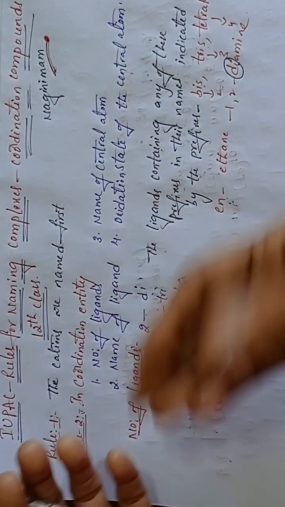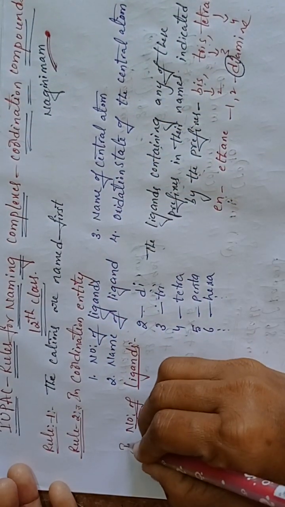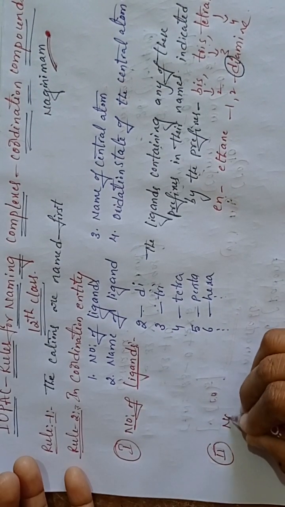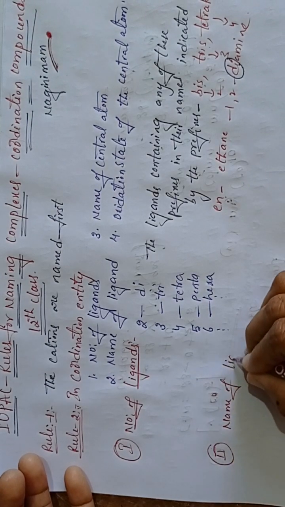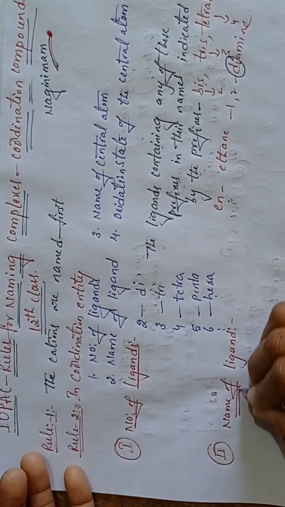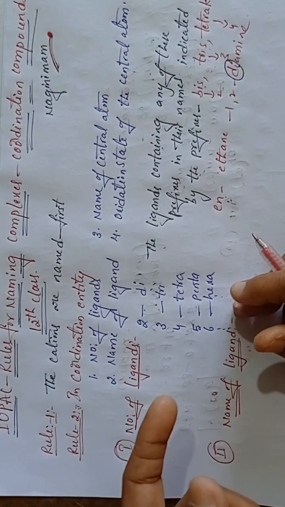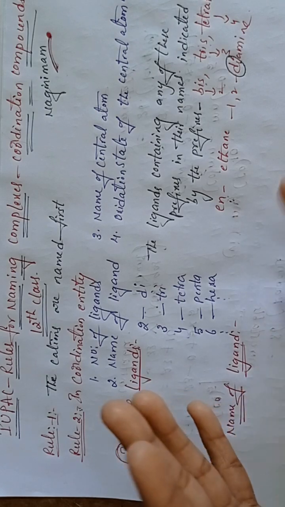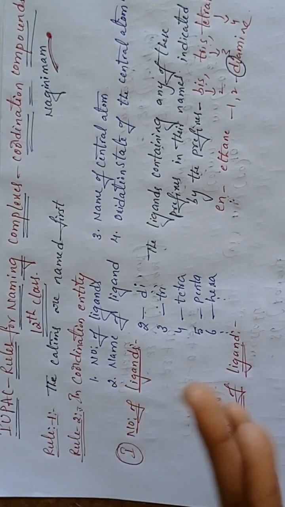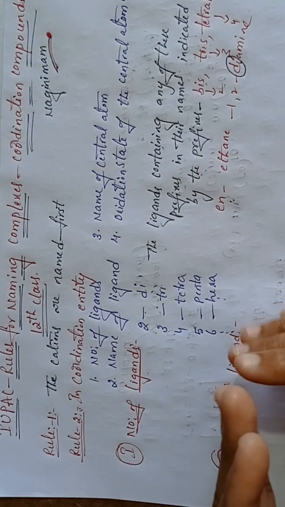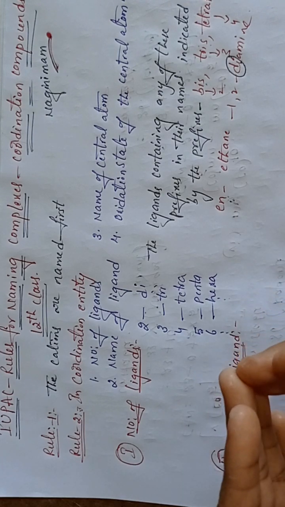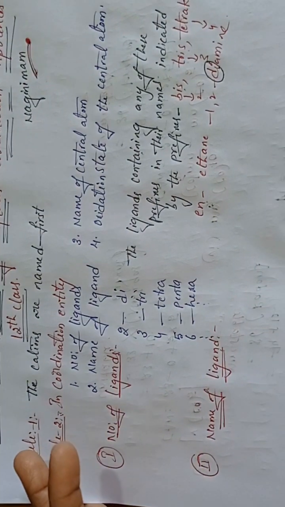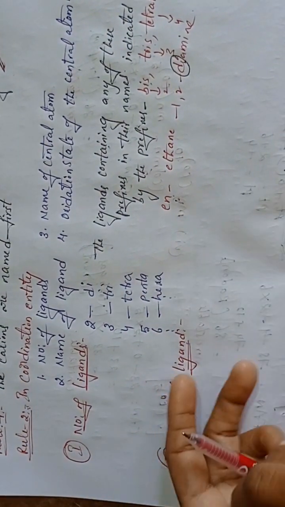Till here, number of ligands is completed. Now we are going to discuss the name of the ligands. When you're writing the name of the ligand, students, if one ligand is there, just directly we can write, but if more than one ligand is present in the coordination zone, you have to write them in alphabetical order. Understanding, students? Alphabetical order, that means names of ligands.